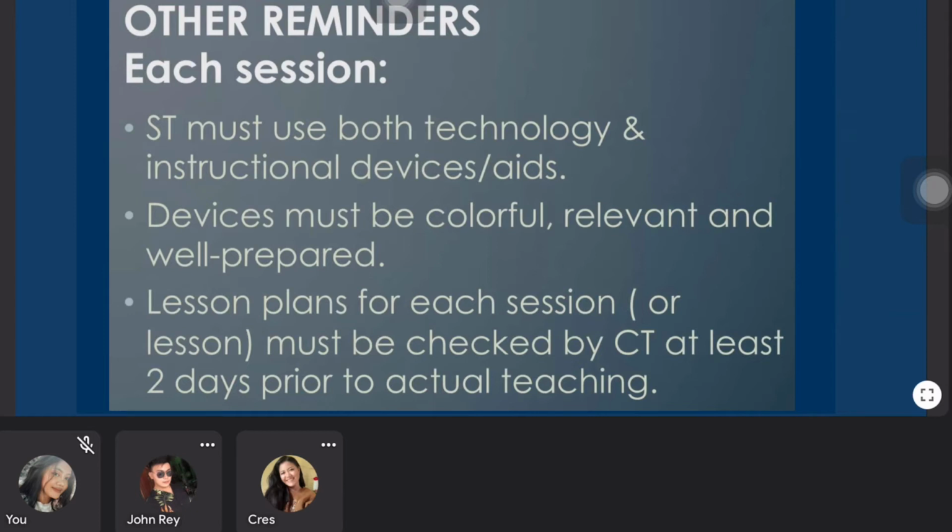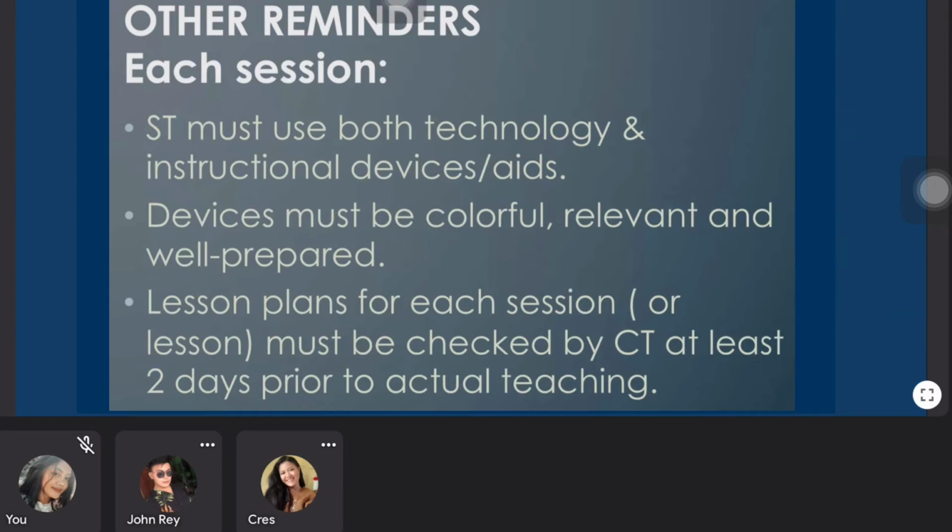Next, lesson plans for each session or lesson must be checked by the critic teacher at least 2 days prior to actual teaching. So this is very important. For me, lesson plans should be prepared 2 days prior to actual teaching.